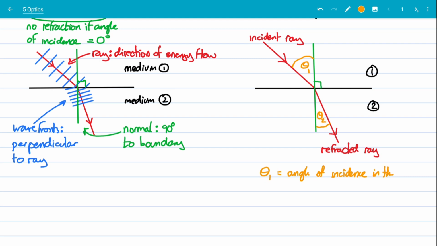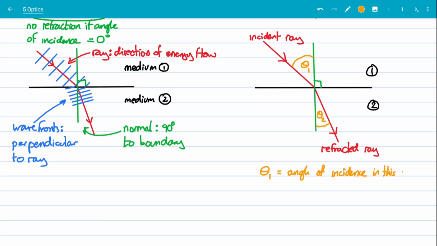But it is important that you know that this is only in this case. If the ray was traveling in the opposite direction, the arrows were all in the opposite direction, then θ1 would be the angle of refraction. In the way we've drawn it here, θ2 is the angle of refraction. And this is in this case.